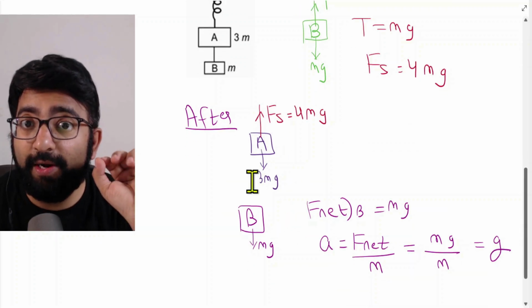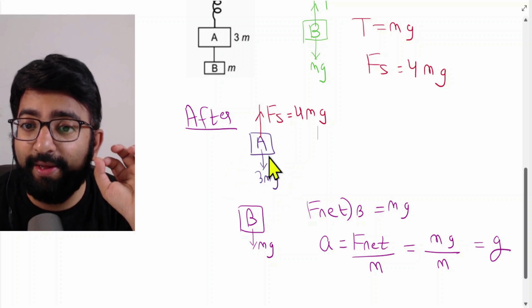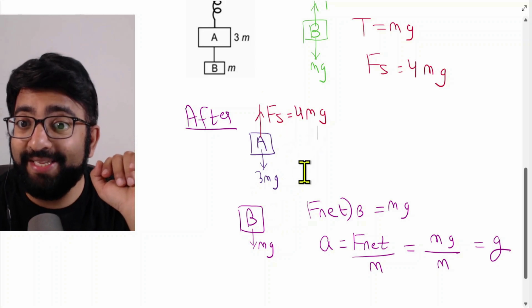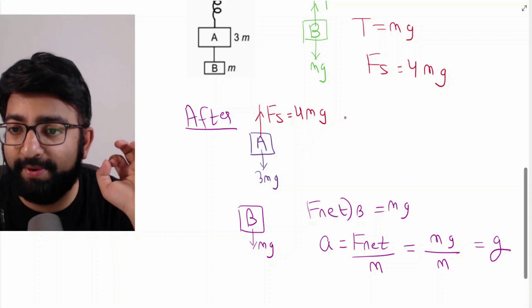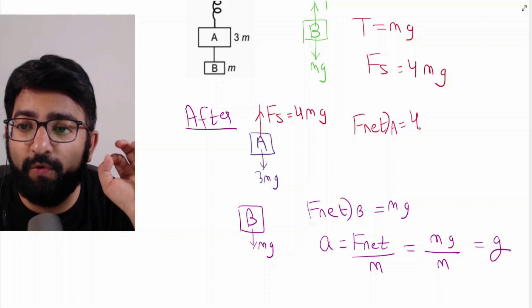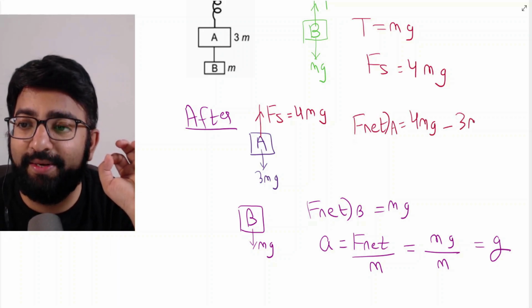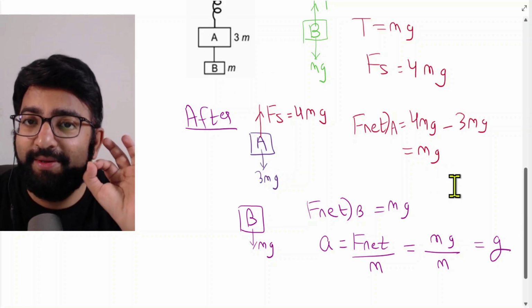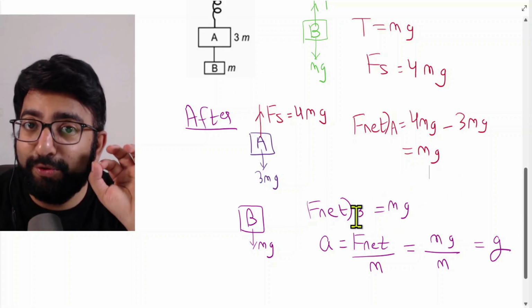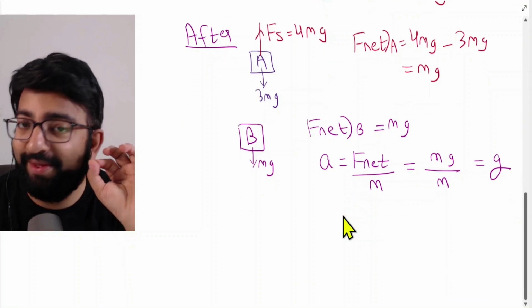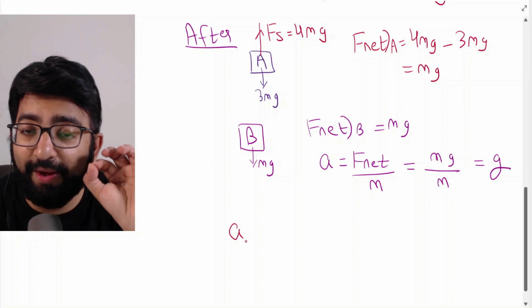Now, like B, we have to figure out what is the net force acting on A. So we have a 4 mg going upwards and 3 mg going downwards. So since they are in opposite direction, we will subtract. So the net force which is acting on A will be 4 mg minus 3 mg, which comes out as mg. So we can say that the net force acting on A is mg, which incidentally is the same as the net force on B as well. But will the acceleration of A be the same as B? Let's check. So let us write down the formula.